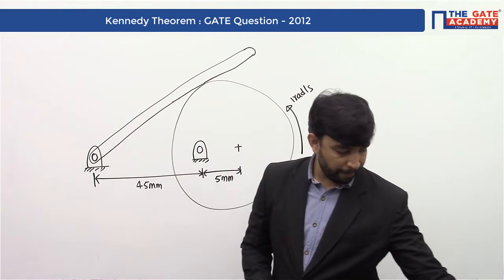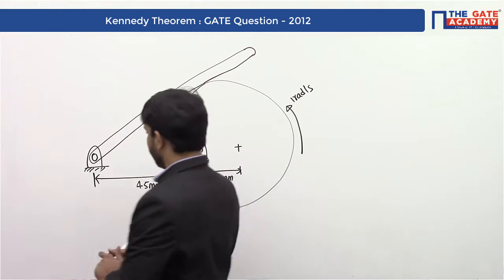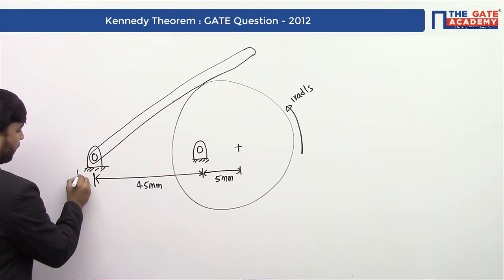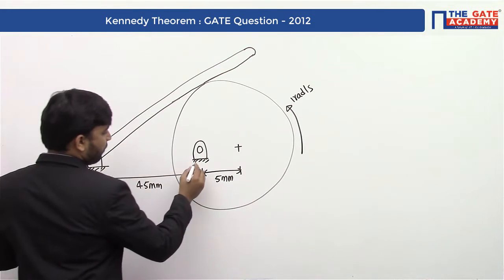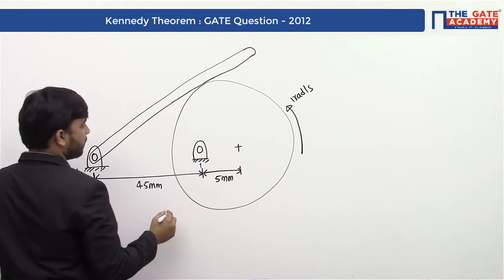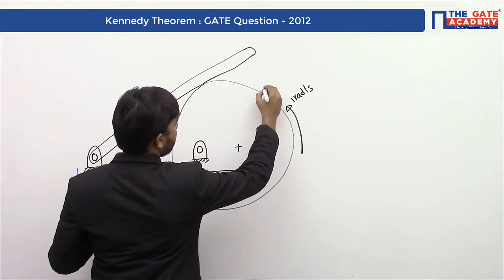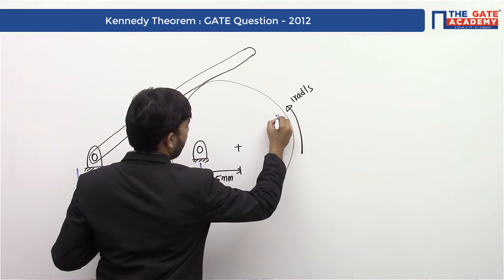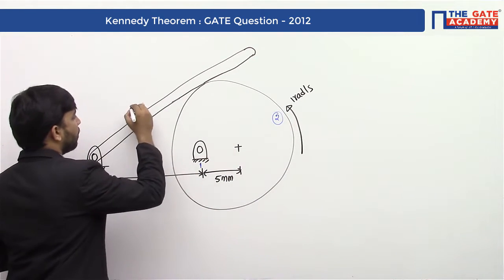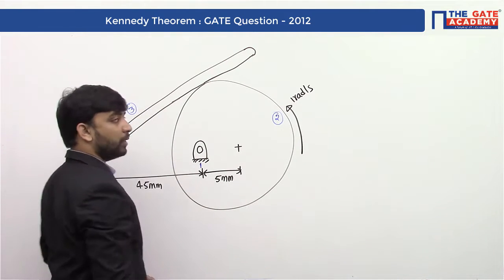So I am calling this link the fixed link, which is link number 1. This is also fixed link, I am calling it link number 1. This eccentric disk I am calling link number 2, and the follower link is link number 3.